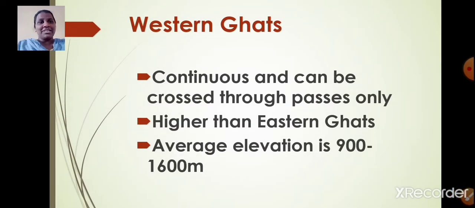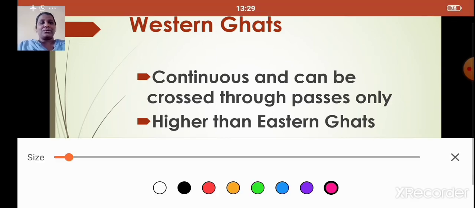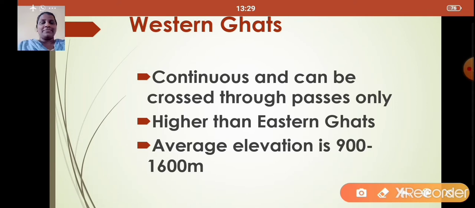Western Ghats are continuous and can be crossed through passes only. So Western Ghats are continuous, okay, and they can be crossed through passes only. Passes means route through a mountain range. Western Ghats are higher than Eastern Ghats. So height wise, if you see, Western Ghats are higher than the Eastern Ghats. Average elevation of Western Ghats is 900 to 1600 meter. You need to remember this, students. Height of Western Ghats, that is the average elevation, is 900 to 1600 meter.